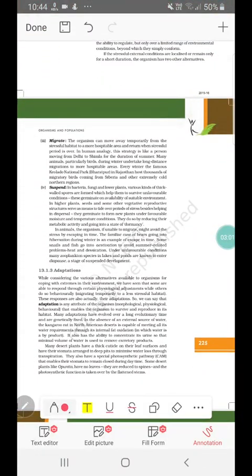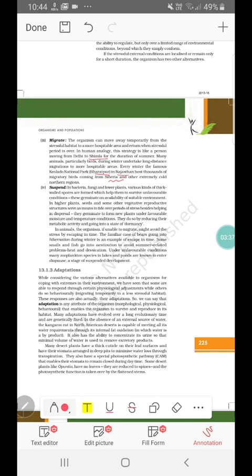Next type of response is migrate. So another thing is, if they are neither regulators nor conformers, they can migrate to a more hospitable environment. Like suppose humans only, they move from a place where it is hotter during summers, like to Shimla. Then there are certain birds, like in winters we see in the Bharatpur sanctuary in Rajasthan, lots of migratory birds, they come from Siberia. So for some time, they are moving temporarily from the stressful habitat. When conditions will be normal, they will move back.